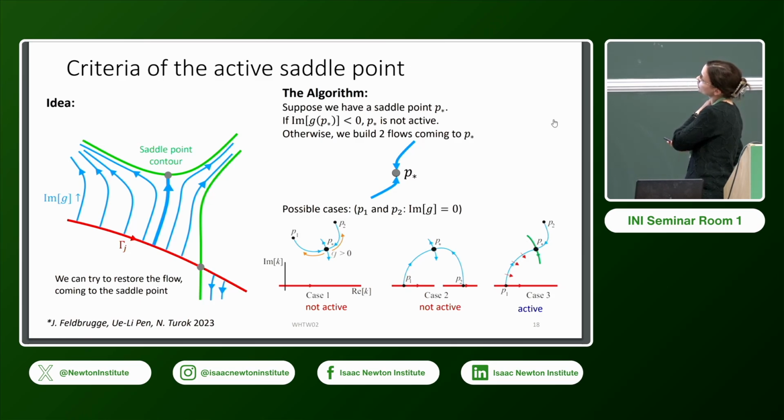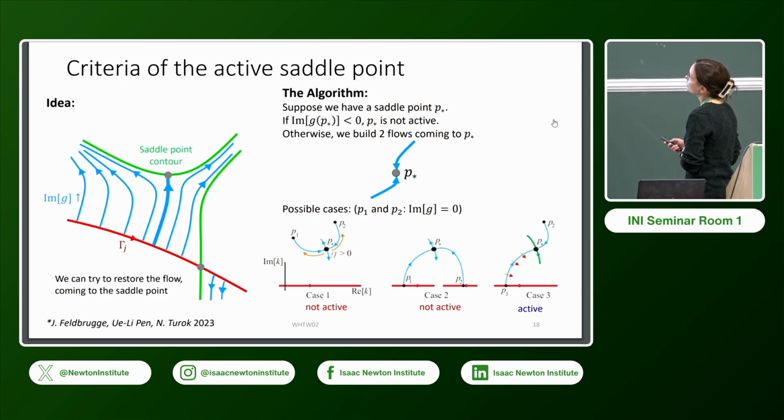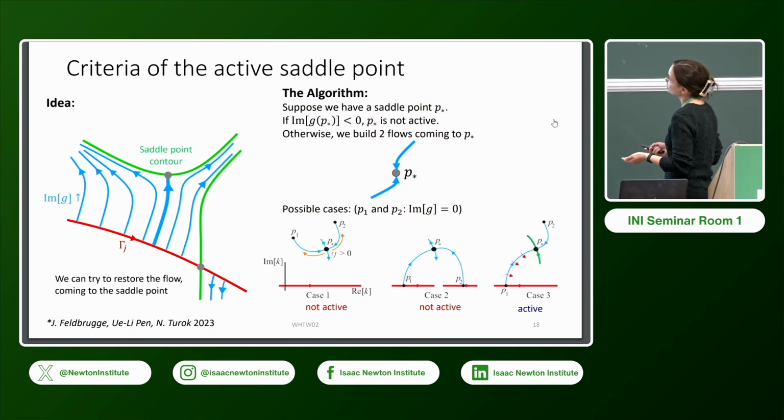Here I show the algorithm for how we can decide which points are active and which are not. This picture was shown earlier. The idea is that we can try to restore this blue line, which went from the initial contour to the saddle point. So consider one of the saddle points, one of the carcass points.